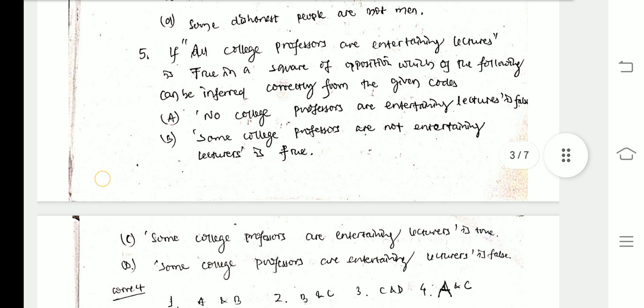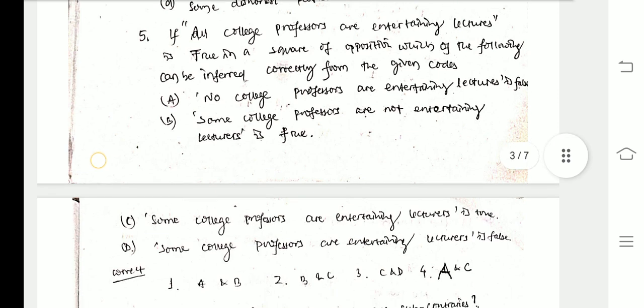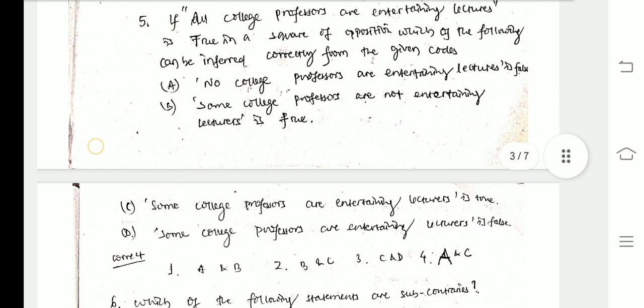Some not as A is true, some not is contradictory. So this is to be false. So B will not be taken. A will be taken. B will not be taken. So we get the option for A and C. Hence our answer is A and C.